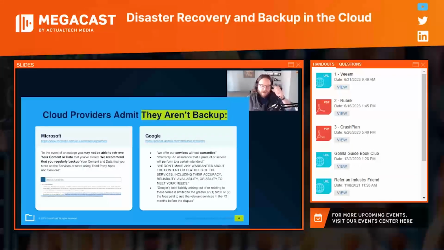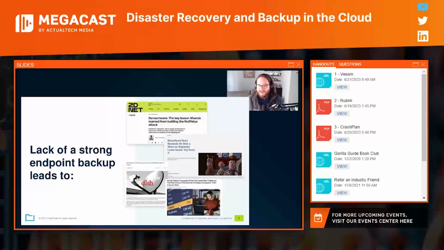So I hope that was all helpful information. And I just want to bring it home here quickly by saying that a lack of a strong endpoint backup is going to be a bad time for everybody. These are just 4 examples. The number one, I don't know if you all are familiar with the ransomware attack that occurred at Maersk in, I think it was 2014, but a lack of a strong backup that they could easily restore from kept their services down and basically brought global shipping to a stop for weeks. That's not good.